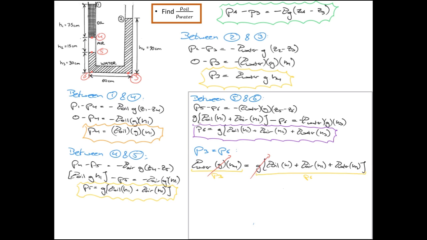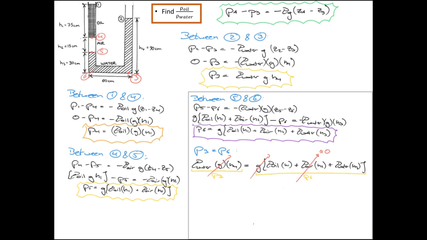And the next thing we're going to do is make a simplifying assumption. If we look at the right hand side of the equation here, the density of the air is significantly less than the density of water and the density of oil. Typically the density of air is about 1 kilogram per meter cubed, whereas the density of water is about 1,000 kilograms per meter cubed. So in order to make this expression a little bit simpler, we're going to cross off the density of the air and assume that this is approximately equal to 0.